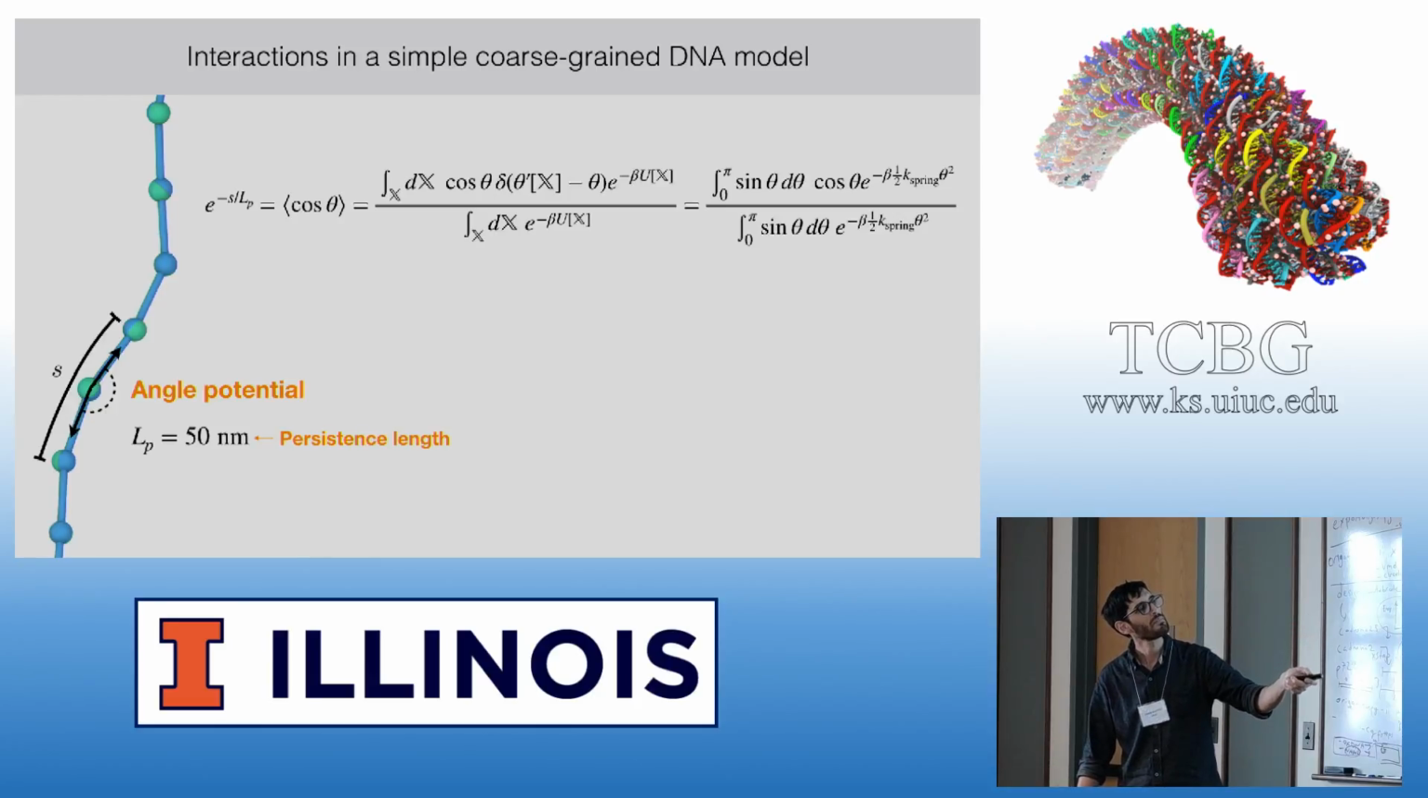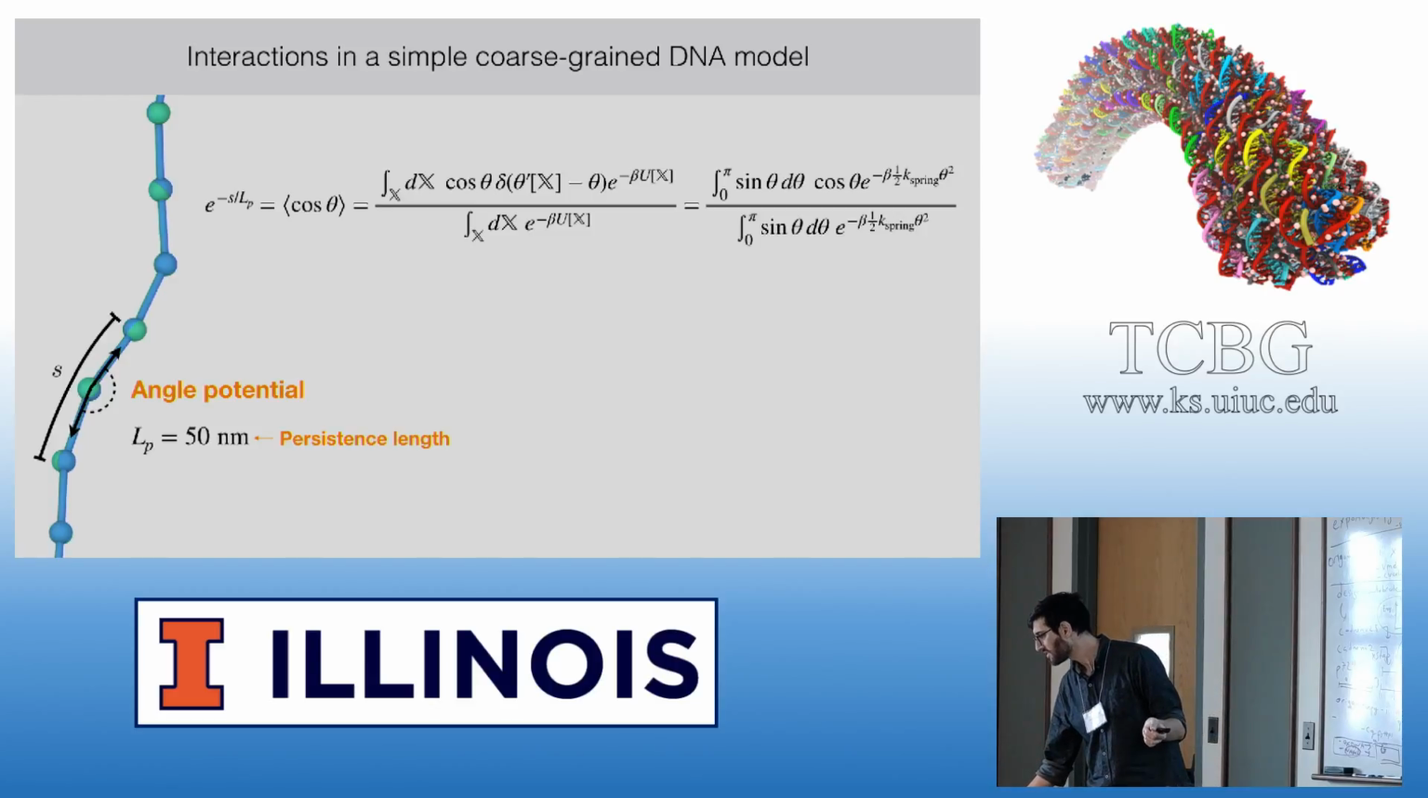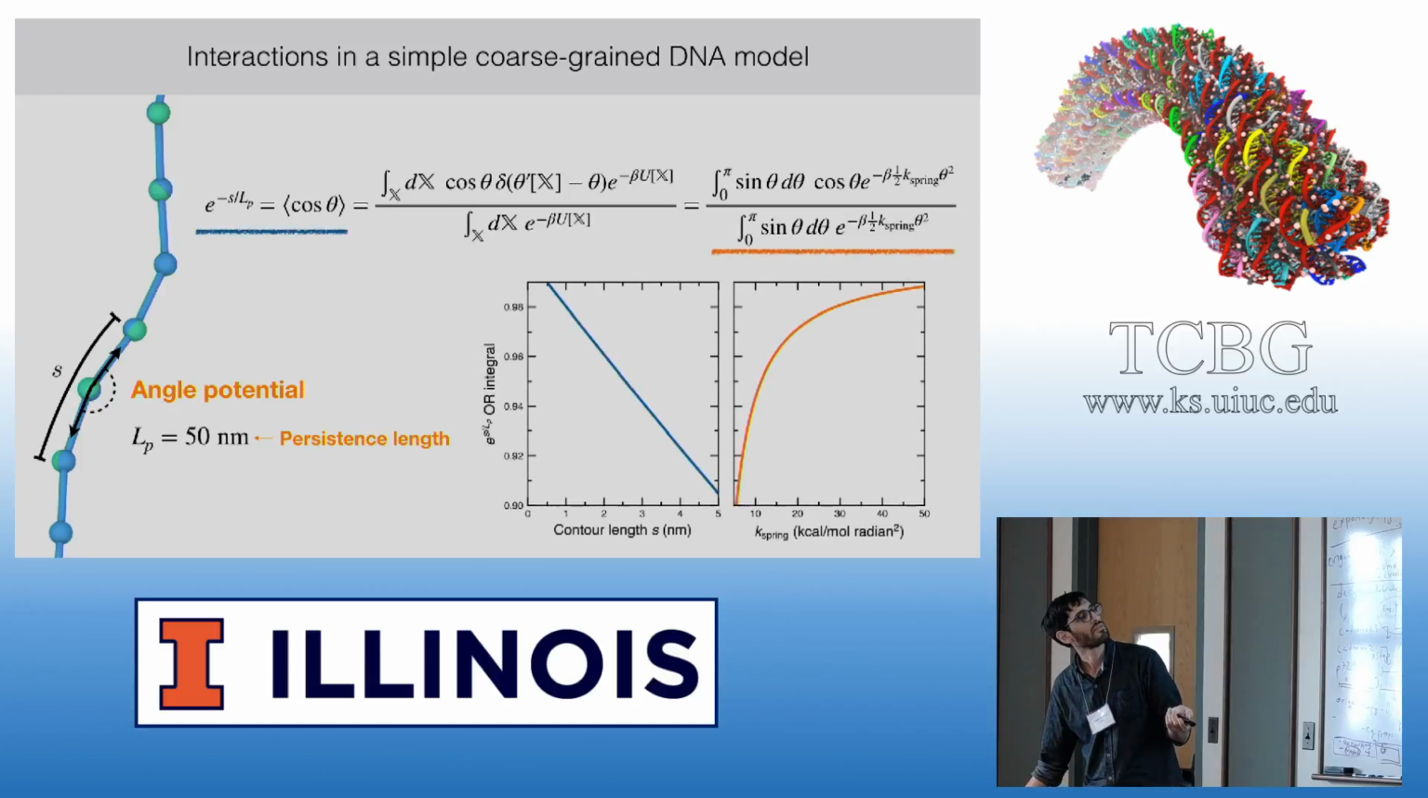This can be pretty easily turned into an expression at the right. And if you're really good at integration, maybe you can come up with a solution to this. I could not, so I did the easy thing, which was to numerically solve the right-hand side of the equation and match it with the left-hand side, so that in the regime that we're interested in, with these contour lengths, this exponential term almost looks linear.